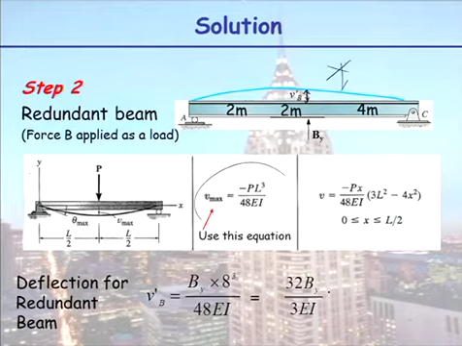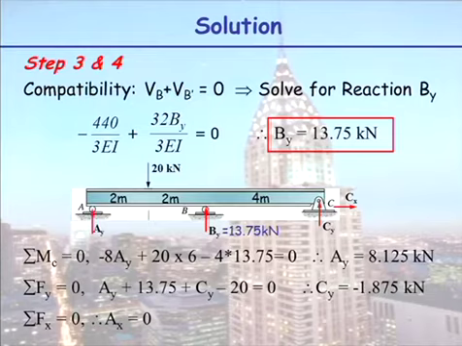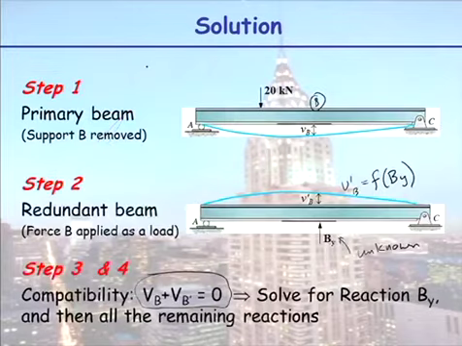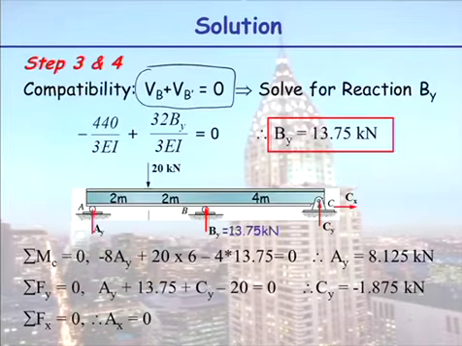So I have my two deflections, VB and V-B. And now I apply compatibility. So compatibility states that these two deflections, as calculated, have to add up to 0. So here are the two terms for my two equations.